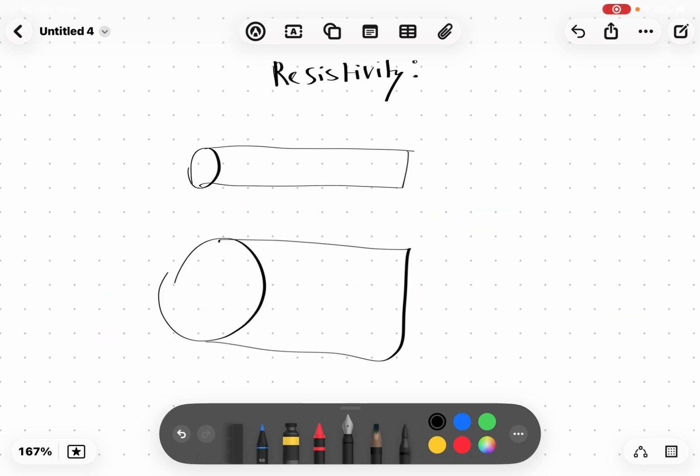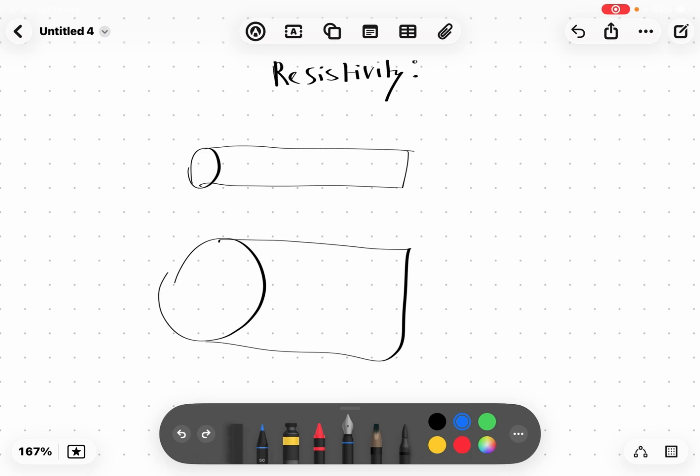Now this time the lengths are exactly the same. However, this one, as you can see, has a larger diameter. So what do you think that means? Will the resistivity be higher or lower? Remember, resistivity is how easily the current goes through.